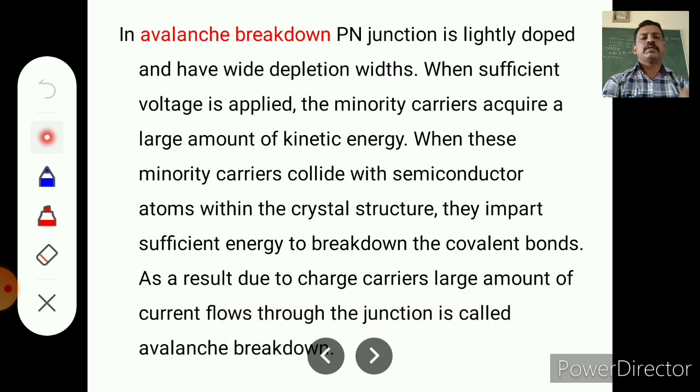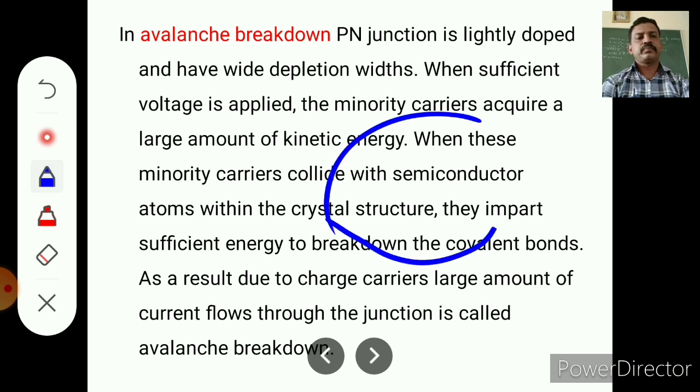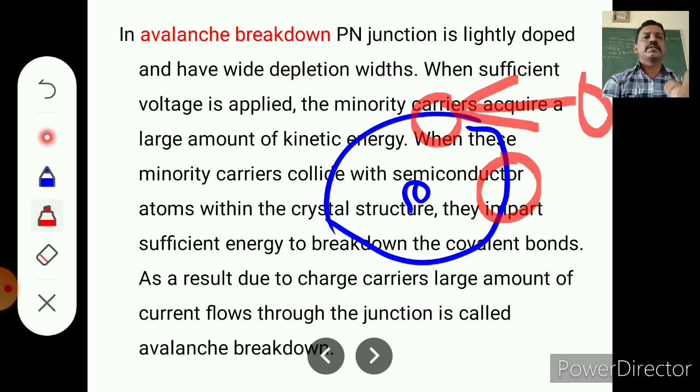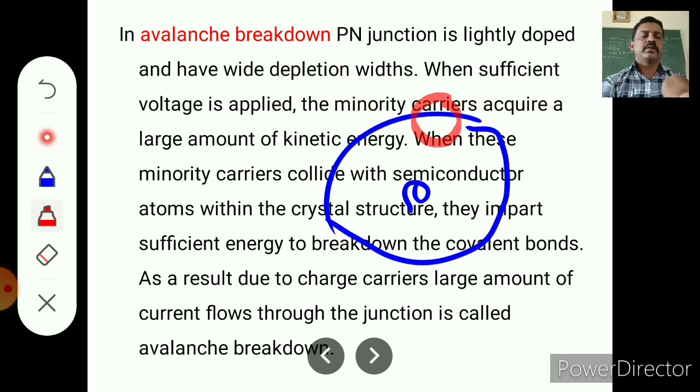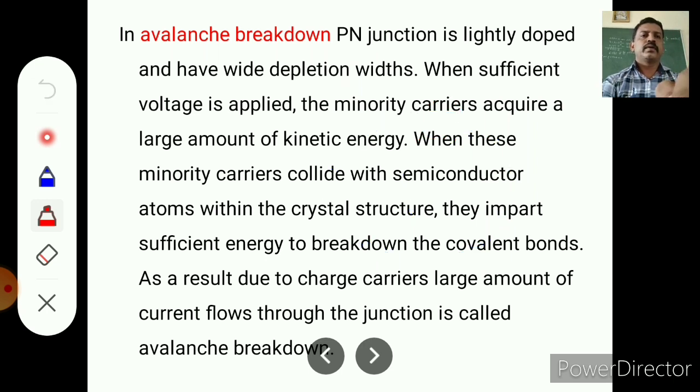This is called avalanche breakdown. So here we consider that one such atom is there, and here we consider that the electrons are there like this. On that electron, an external electron will be incident or collide, and therefore this electron will come out, and such large numbers of charge carriers become available, and due to these charge carriers a large amount of current will flow. So such a breakdown is known as avalanche breakdown.